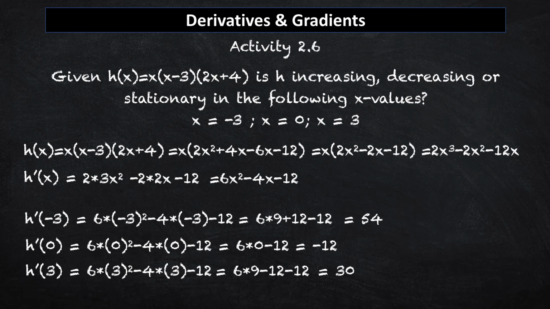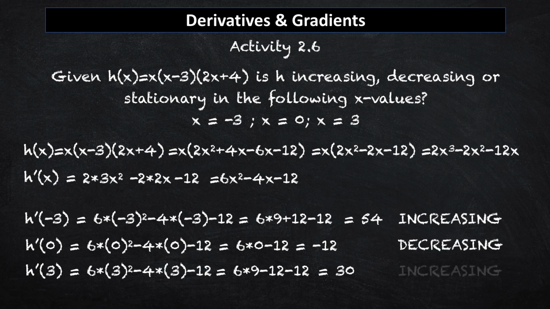So the final point of the activity was to understand if the function h is increasing, decreasing, or stationary in these points. In the first point, x equals -3, we find a value of the derivative which is 54, so it's positive, and this means that the function in this point is increasing. In the second point, x equals 0, the function has a derivative that has a negative value, which is -12, and so the function is decreasing. And finally, in the third point, x equals 3, we find a value of the derivative which is 30, which is positive, and thus the function in this point is also increasing.